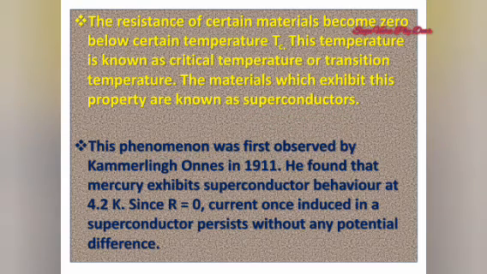This phenomenon was first observed by Kamerlingh Onnes in 1911. He found that mercury exhibited superconducting behavior at 4.2 Kelvin. Since R equals 0, a current once induced in a superconductor persists without any potential difference.